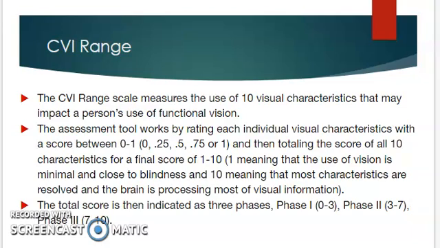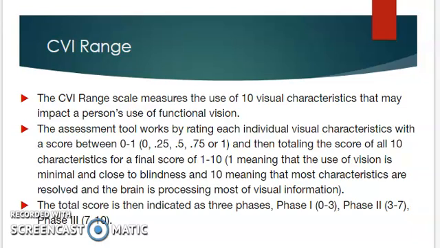So the next is the CVI Range. The CVI Range scale, basically, so we know that there are 10 specific characteristics of these students. So how are we going to measure them in our assessments? The CVI Range scale measures the use of these 10 visual characteristics that impact a person's use of functional vision.